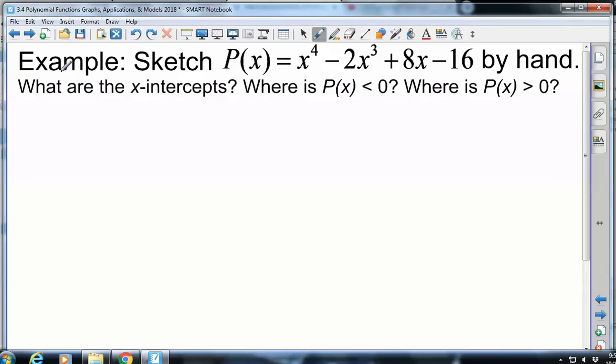Sure. This one. So we're going to do all the same stuff that we did in the last one, but then I have some additional questions that we're going to answer. Let's start. This one is not factored, so we're going to have to do a little more work. What's our end behavior? We can do that first.